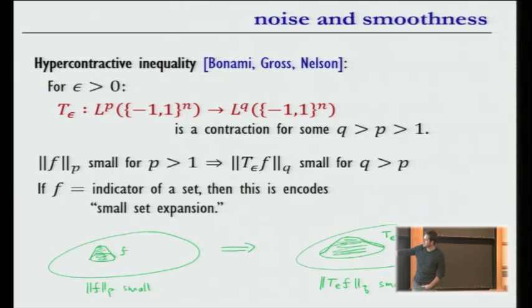Okay? This picture is misleading because these norms don't care about where these points are. So you could distribute the mass around the picture, and it would still be the same thing.